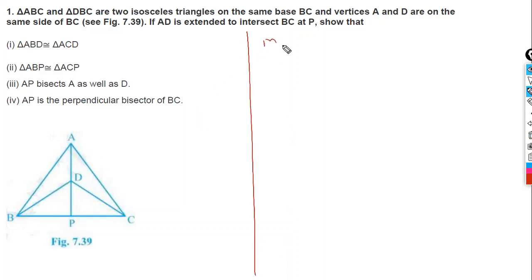In triangle ABD and triangle ACD, what do we have? AB equals AC. Why? Because ABC and DBC are two isosceles triangles, isn't it? So it is given to us.